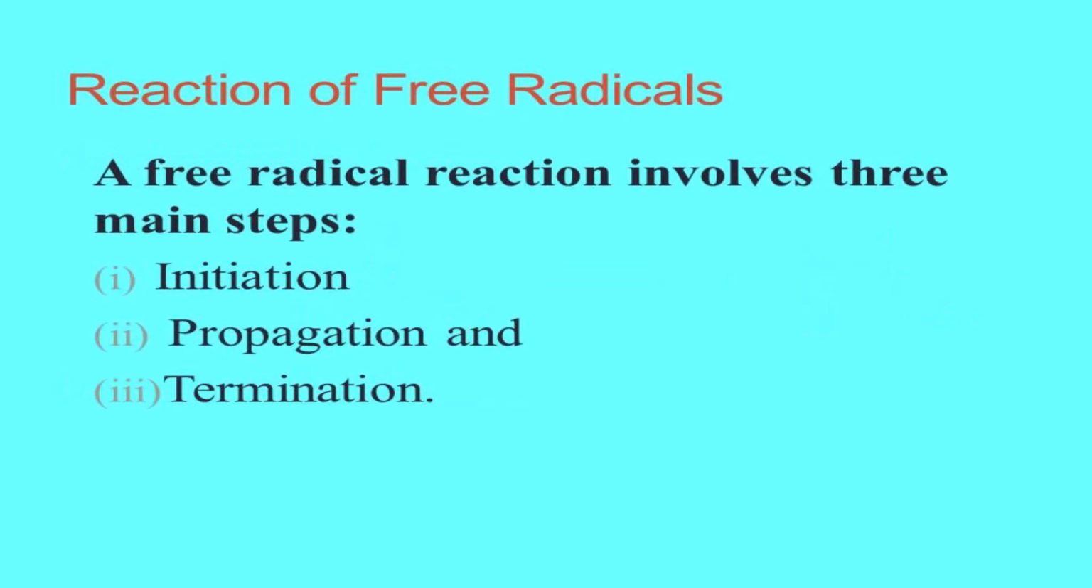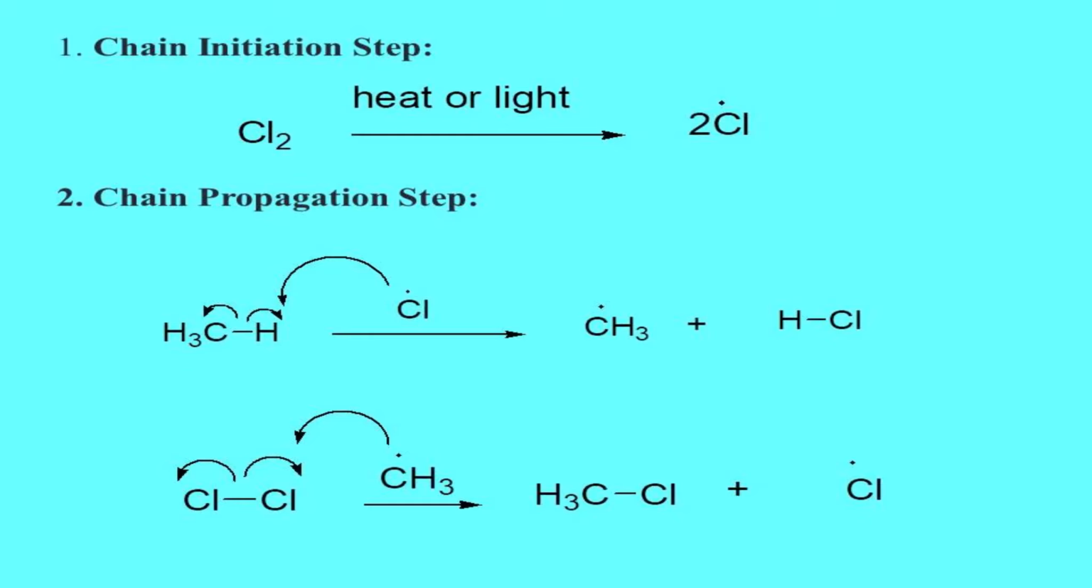Reactions of free radicals. Free radical reactions involve 3 main steps. The first is the initiation step, next is the chain propagation step, and then the chain termination step. Chain initiation step. In this step, free radicals required for the reaction are generated in situ by irradiation or heating of the reagent, or by carrying out the reaction in the presence of an initiator like peroxides. The process is always endothermic.